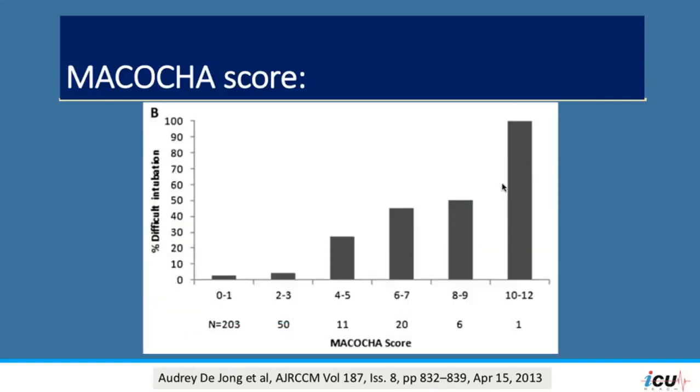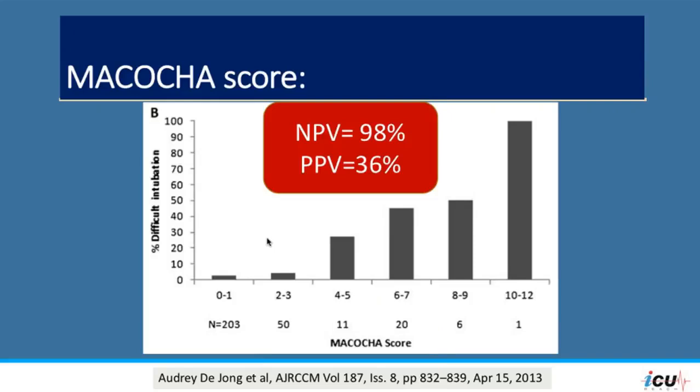They said if your patient scores 2 to 3 or less, then the risk of difficult intubation is very low. But once you get to a score of 4 and 5, then the incidence of difficult intubation gets around 30%. And the higher the score, the higher the incidence. However, the negative predictive value for this test has been found to be very high at 98%. But look at that positive predictive value. It's very low at 36%.